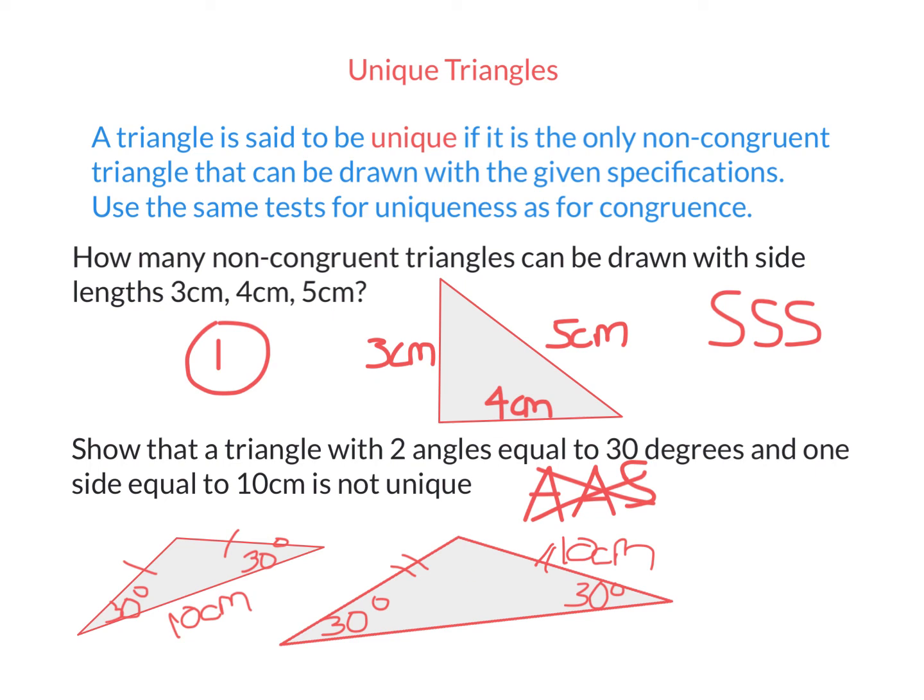These two triangles are not congruent. We can't use the AAS test because the sides are not corresponding. So what that means is it's possible to draw two non-congruent triangles that have two angles equal to 30 degrees and one side 10 centimeters. So that means this triangle is not unique. If I just give you two angle sizes and a side length, in general, that triangle will not be unique. You will be able to draw multiple non-congruent triangles with those specifications.